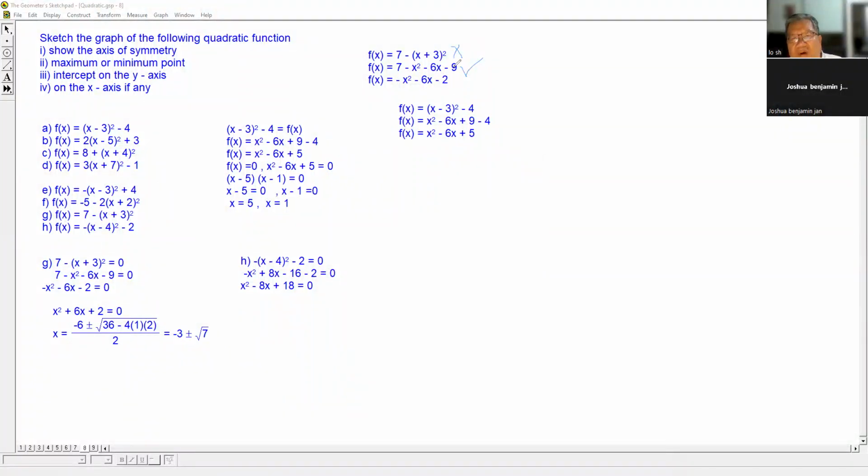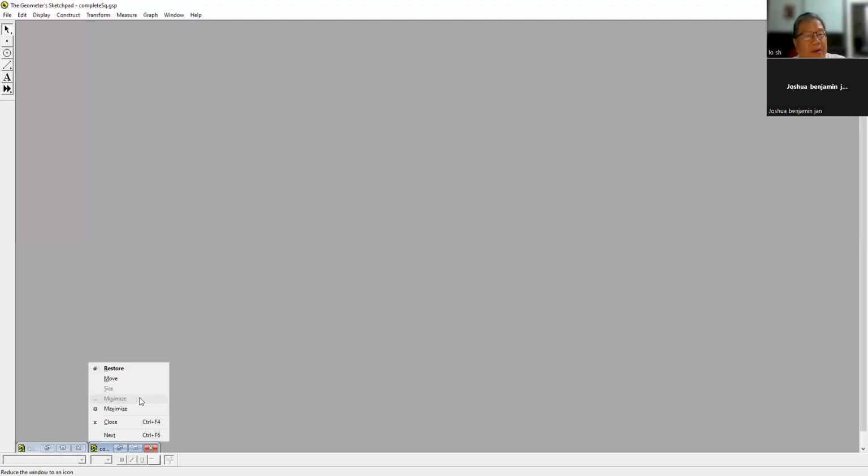So if it is in this form, how are we going to draw? Unless we know how to change from this form to this form. So the process of changing from this form to this form is called completing the square. So I'm going to show you how to complete the square.